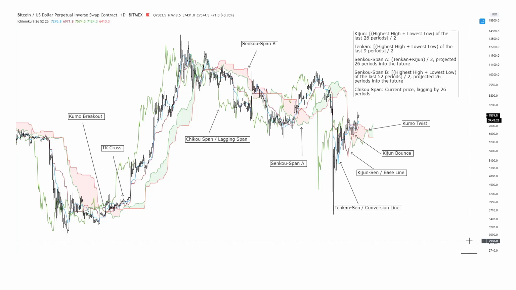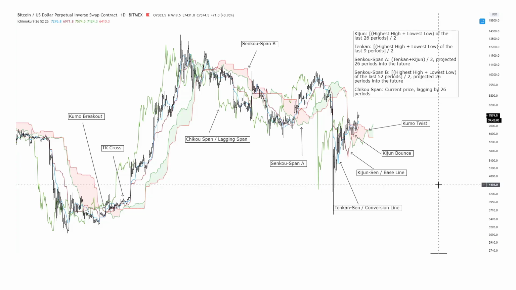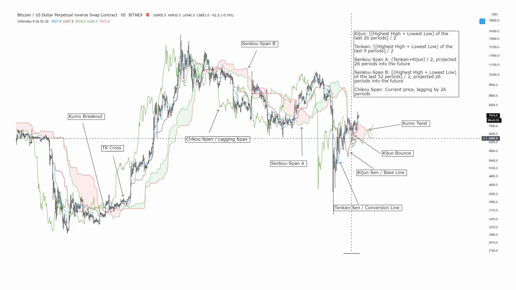If you don't want to overcomplicate things, if price breaks above the cloud, the market is bullish, and if price breaks below the cloud, the market is bearish. Simple enough. Kijin Bounce. A Kijin bounce is simply when price retests the Kijin Sen, finds support or resistance if tested from below, and then bounces and continues trending, as you can see here.